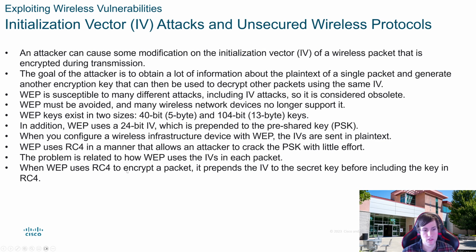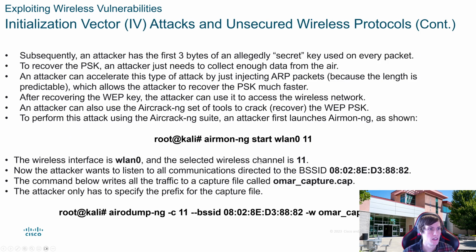So anyway, when WEP uses RC4 to encrypt a packet, it prepends, which means puts on the front of the packet, the IV to the secret key before including the key in the RC4. So this is what's going to set up the handshake or the encryption, right? This is pretty much our starting number that we're injecting into our algorithm. The problem is this is not secured. So if you have this, you can eventually guess the actual pre-shared key.